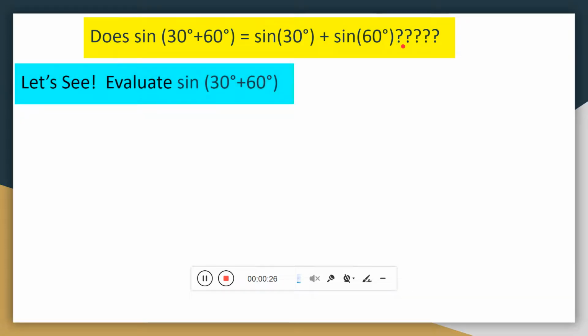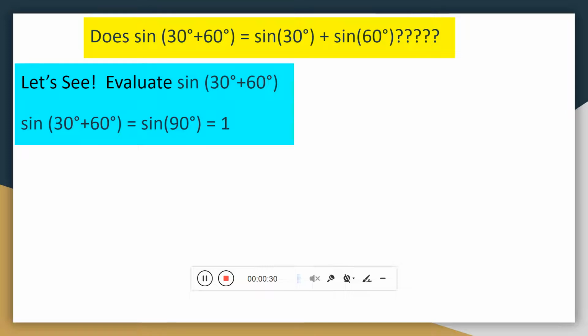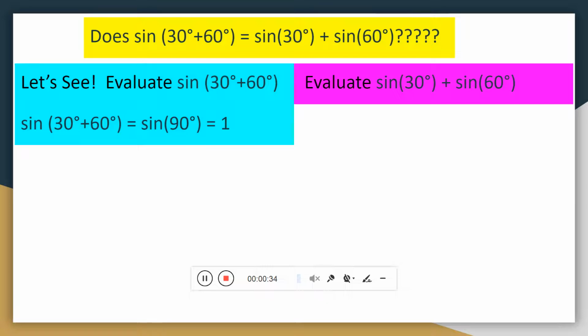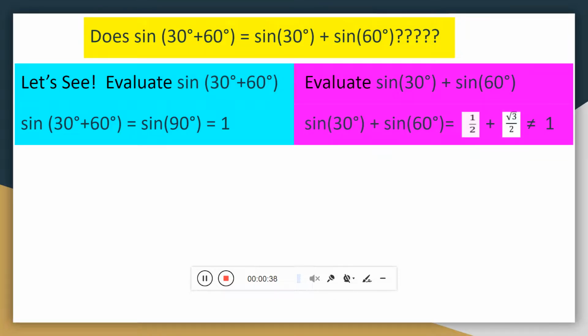So let's evaluate the sine of 30 plus 60. The sine of 30 plus 60 is equivalent to the sine of 90, which is 1. Now let's evaluate the sine of 30 plus the sine of 60. Well, the sine of 30 is 1/2 from our unit circle. The sine of 60 is root 3 over 2. That is not equal to 1.